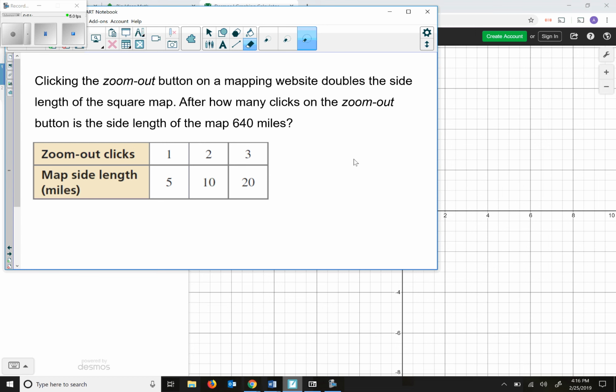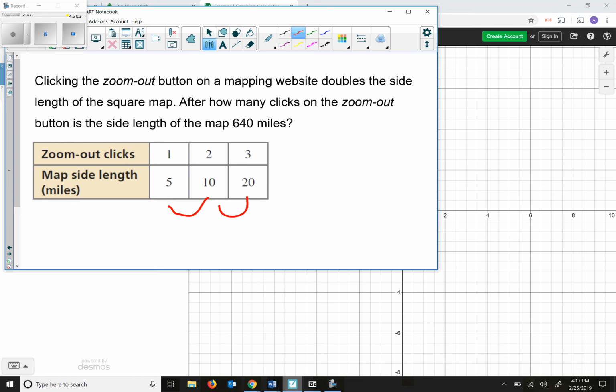Okay, so here is the problem that we're working on. It says clicking the zoom out button on a mapping website doubles the side length of a square map. After how many clicks on the zoom out button is the side length of the map 640 miles? So today we focused a little bit on those geometric sequences and figuring out what that common ratio was from term to term.